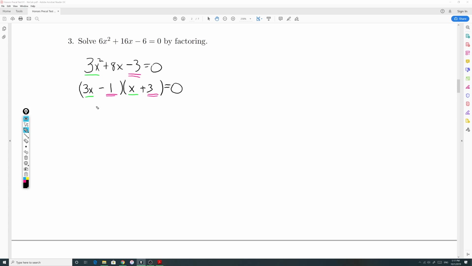Once this is factored, a couple people didn't do this on the test. If we're solving an equation, make sure you finish solving. Set each factor equal to 0 and solve those resulting equations. So we get x equals 1/3 or x equals -3. So that's how you do that by factoring. If you want to look at the work, please pause the video. Otherwise, on to the next question.